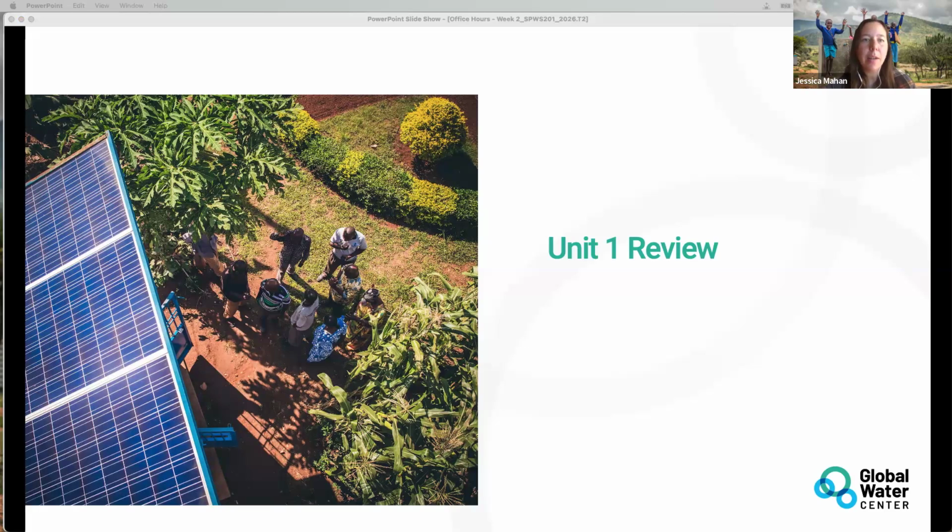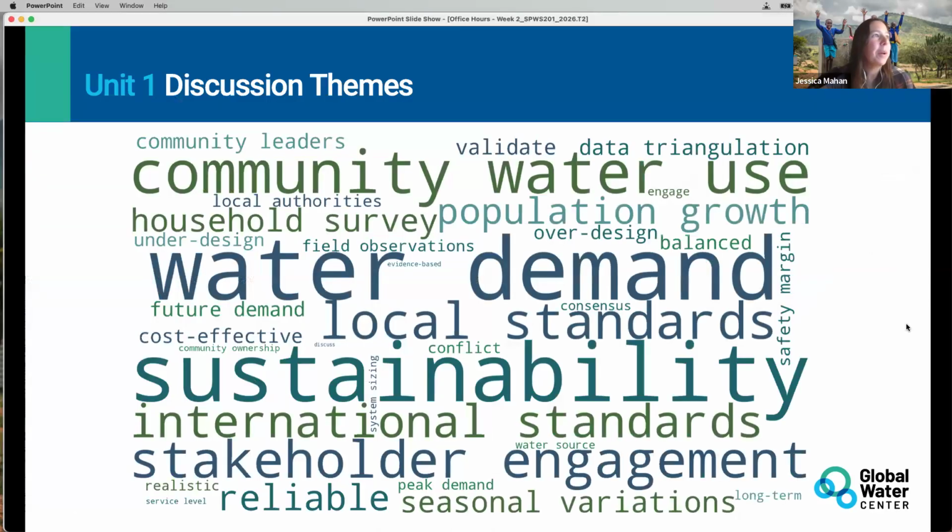And now that we're mostly through Unit 1, I want to give time to talk a little bit about the discussions, because I thought it might be insightful for everyone to get to see some of those main themes. So I'm going to put this up real quick. This is a word cloud based on all of your responses to the Unit 1 discussion.